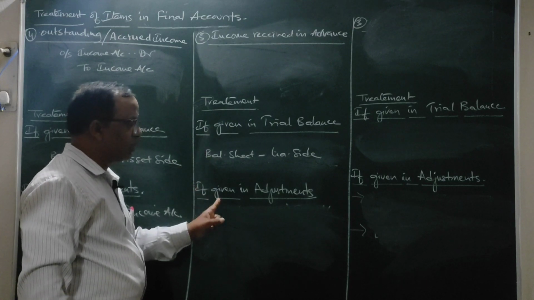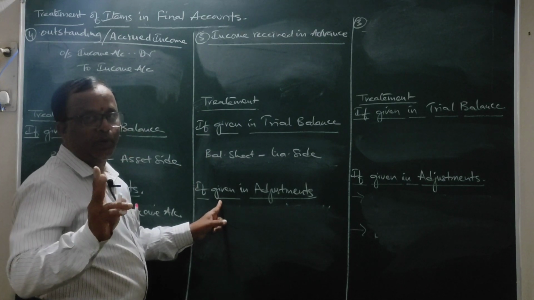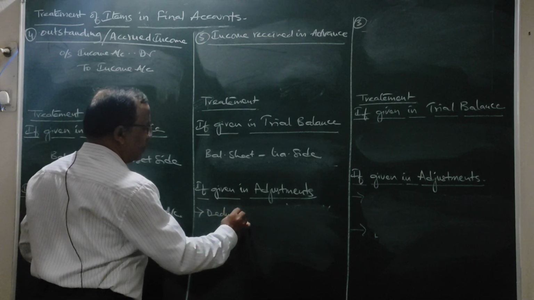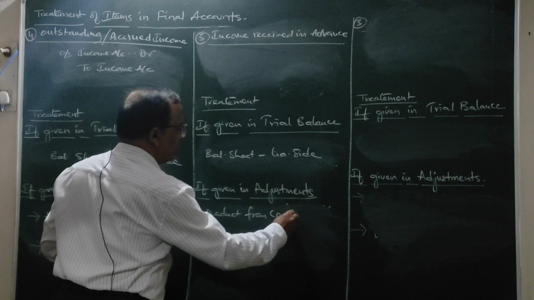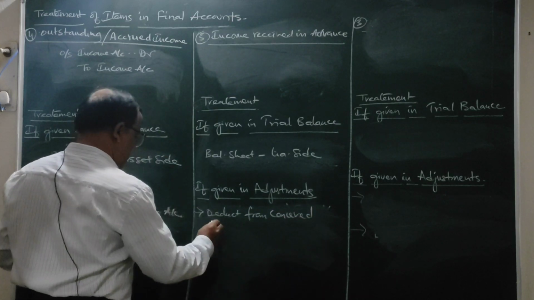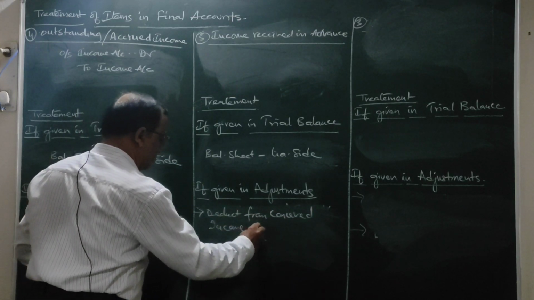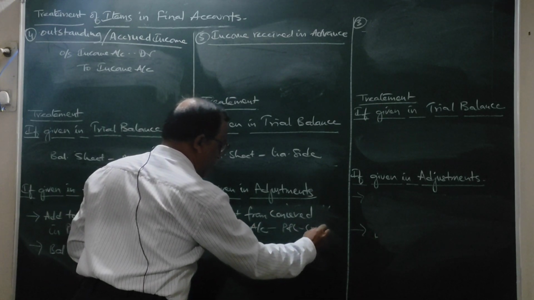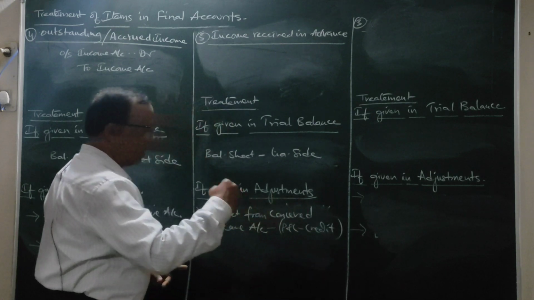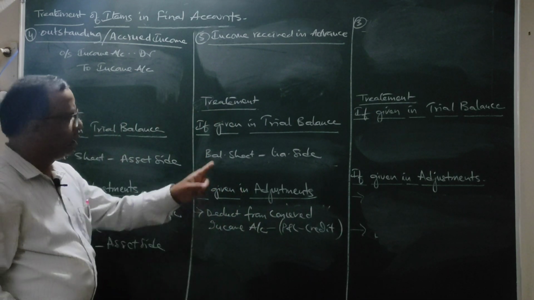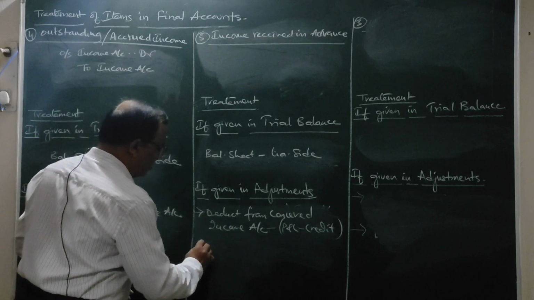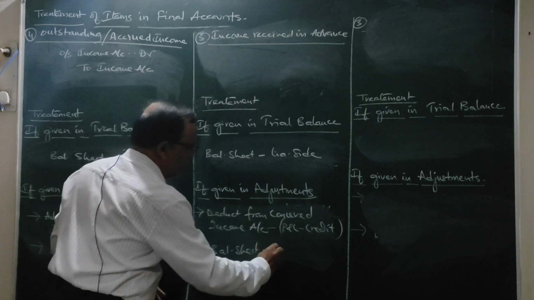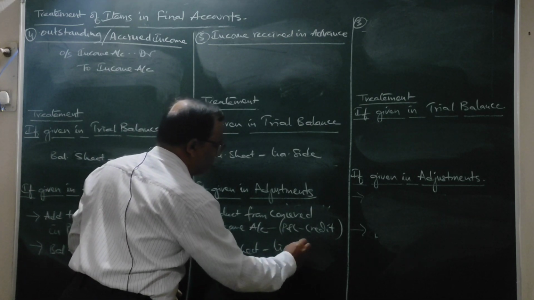If it is given in adjustments, at that time we should do a twofold effect. The first effect is to deduct it from the concerned income account, which is on the credit side of the profit and loss account. From that concerned income account, you are going to deduct the income received in advance. Then, since you have received it in advance, it is a liability, so in the balance sheet you are going to write it on the liability side.